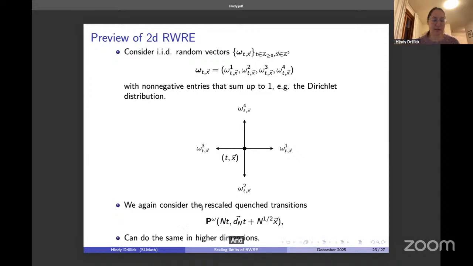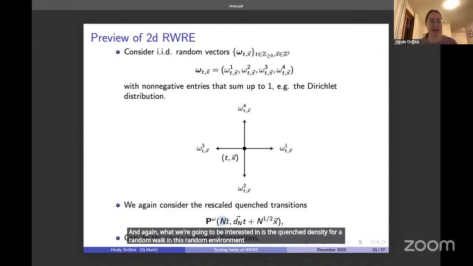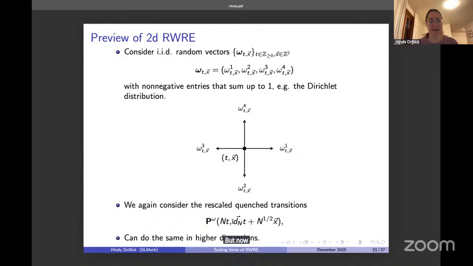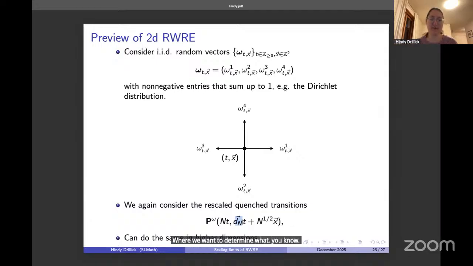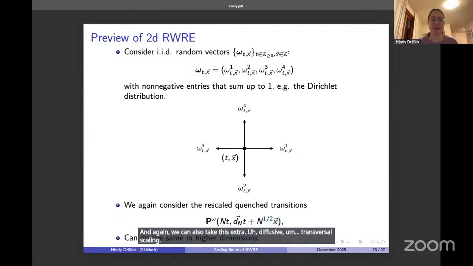And again, what we're going to be interested in is the quenched density for a random walk in this random environment. So we're going to look at a time of order nt, but now we want to take some spatial scaling that will be determined. So we're just going to leave it as some vector d_n times t, where we want to determine what is the correct scaling for d_n to see this kind of critical behavior emerge. And again, we can also take this extra diffusive transversal scaling. Okay, now this is in 2 dimensions. You could imagine defining the analogous random walk in random environment in any arbitrary dimension.